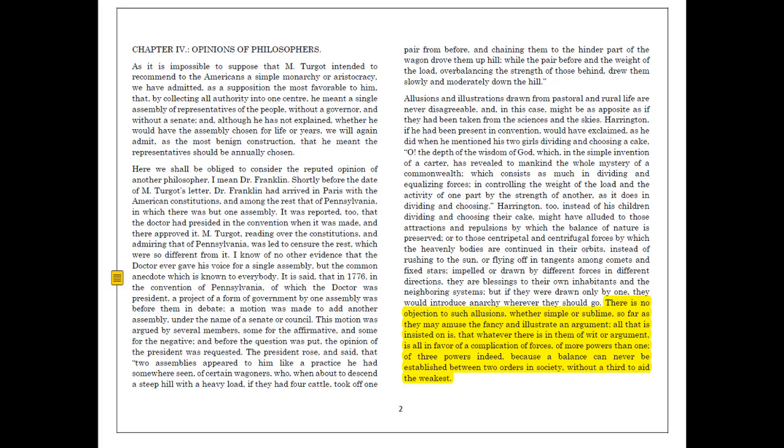And Adams sets that up here in the first paragraph at the top of the left-hand column of page 2. "As it is impossible to suppose that M. Turgot intended to recommend to the Americans a simple monarchy or aristocracy, we have admitted as a supposition the most favorable to him that by collecting all authority into one center, he meant a single assembly of representatives of the people, without a governor and without a senate. And although he has not explained whether he would have the assembly chosen for life or years, we will again admit as the most benign construction that he meant that the representatives should be annually chosen."